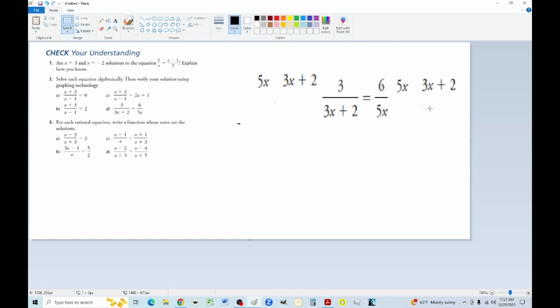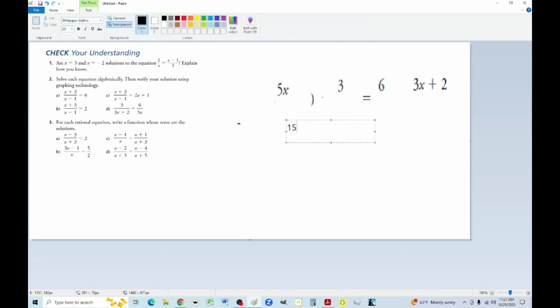When I do that, this 5x disappears, so I'm just left with 3x plus 2. And this 3x plus 2 disappears, and I'm just left with 5x. So an easier way is just to realize that what you're doing is cross multiplying. This goes here, this goes here, and everything at the bottom disappears. So when I do 5x times 3, I get 15x. When I do 6 times 3x plus 2, I get 18x plus 12.